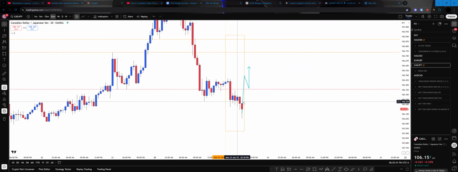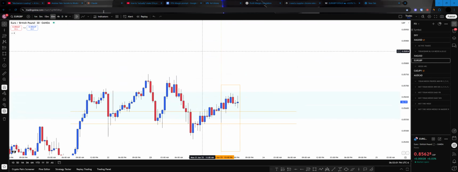So within this 4 hour period, we need the 30-minute to then break this lower high here. It doesn't look like it's going to do it because we have about 7 more minutes in order for this to close. So it's not going to do that, right? So we're going to have to wait for another 4 hour to close on there. We're going to need another 4 hour confirmation.